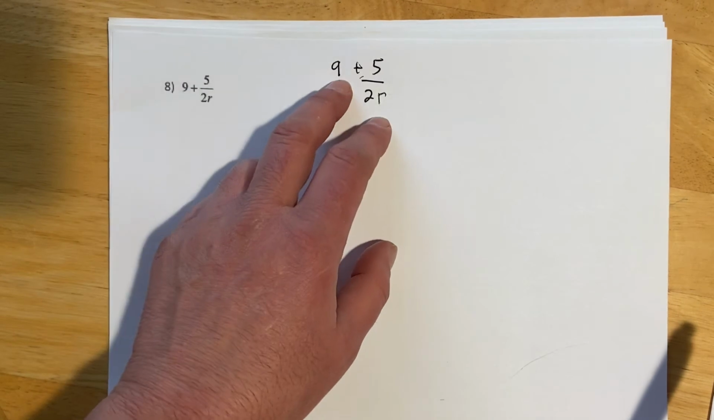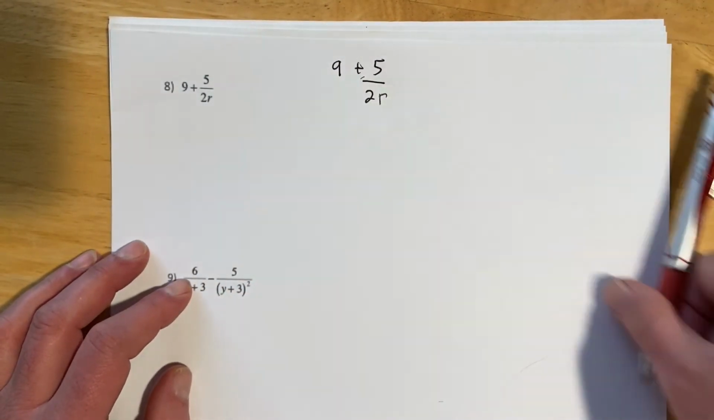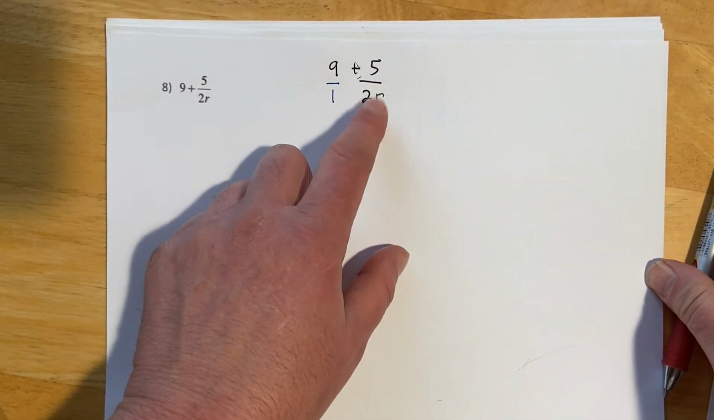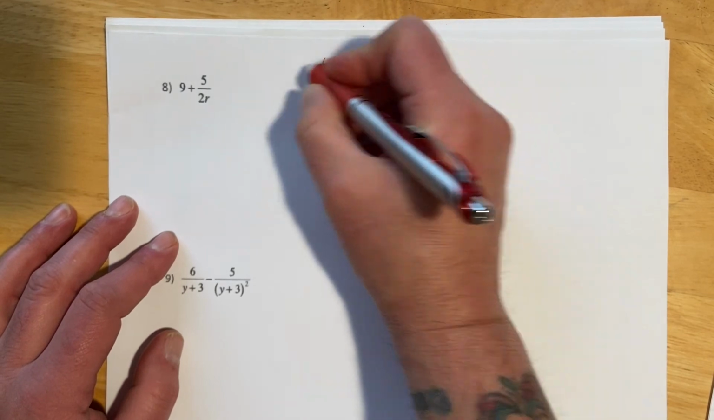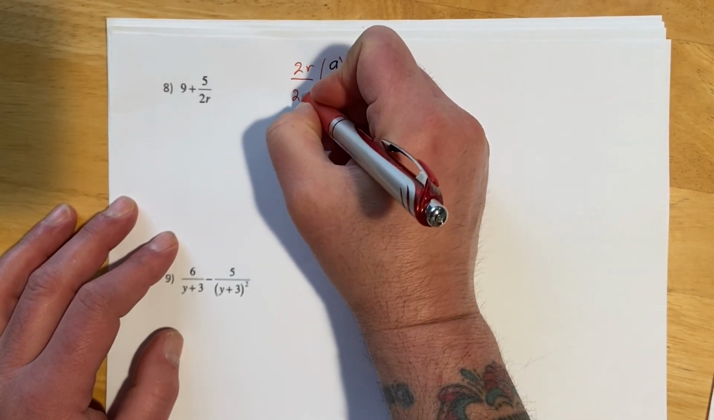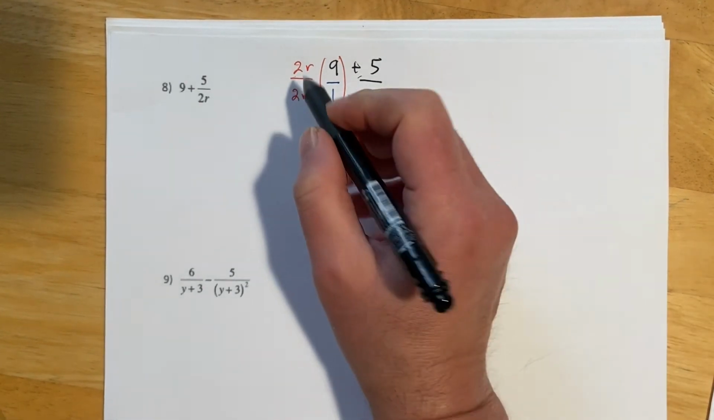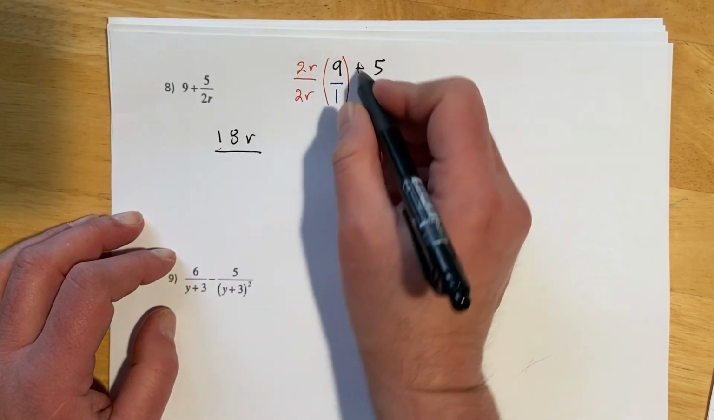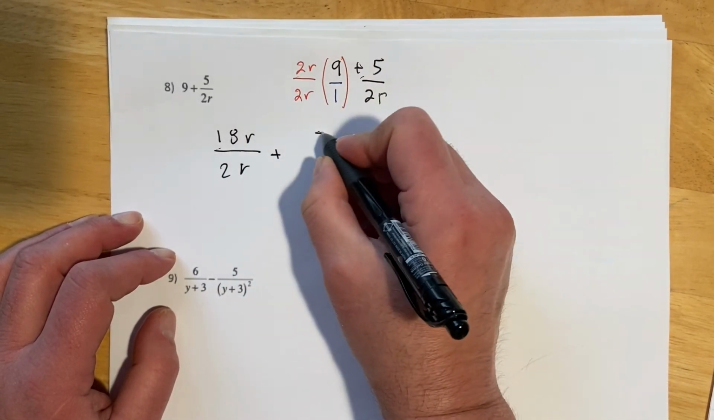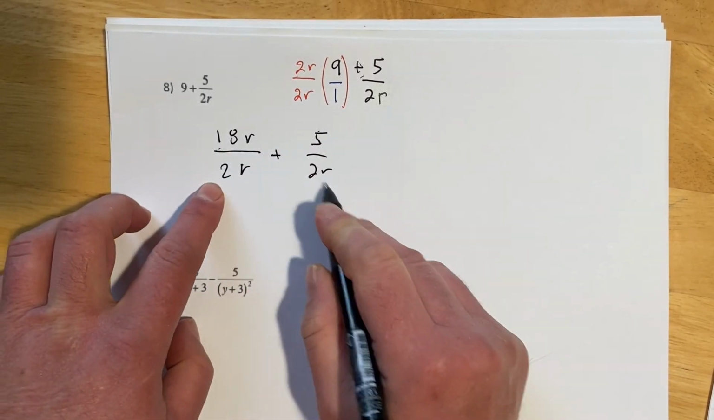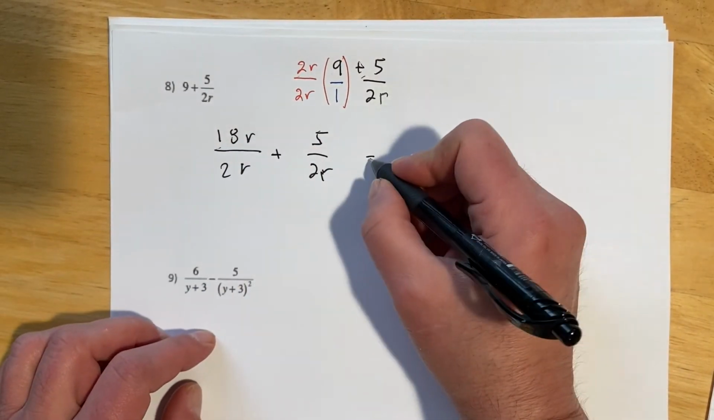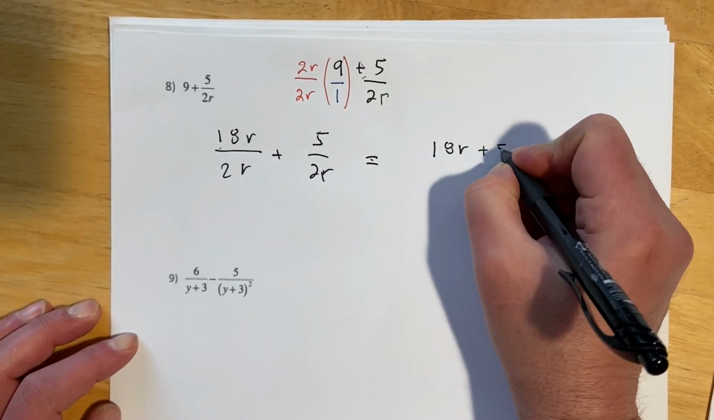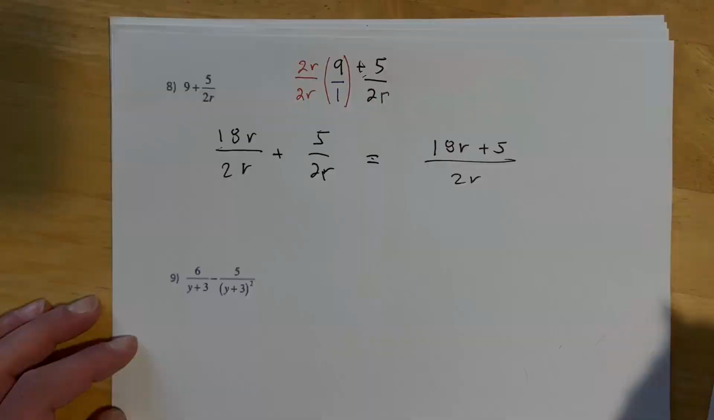Okay, for this next one we have 9 plus 5 over 2r. So think of this 9 as being essentially over 1. And so our common denominator is just going to be the 2r. So this piece needs 2r over 2r. 2r times 9 is 18r over 2r plus 5 over 2r. And now those denominators are the same. That allows me to add the numerators. In this case, the numerators aren't like terms, so all I can do is write 18r plus 5 and then over 2r.